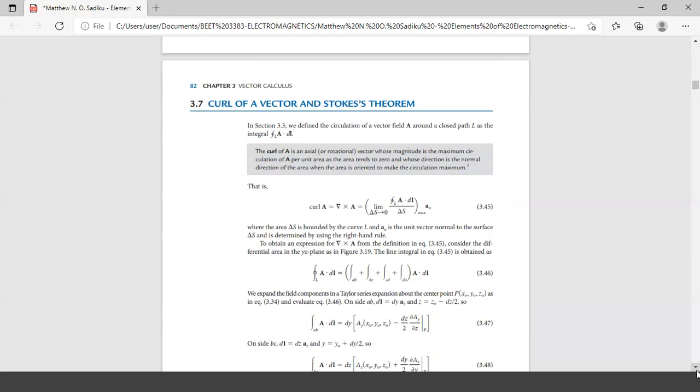Curl of a vector and Stokes theorem. So when we talk about curl, it's a cross product and it is related to Stokes theorem. So the curl of A is an axial or rotational vector whose magnitude is the maximum circulation of A per unit area, as the area tends to 0, whose direction is the normal direction of the area when the area is oriented to make the circulation maximum.